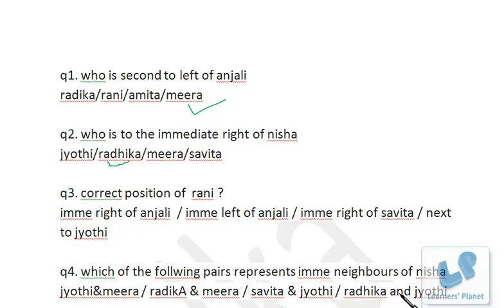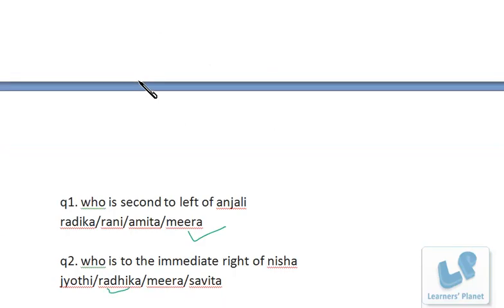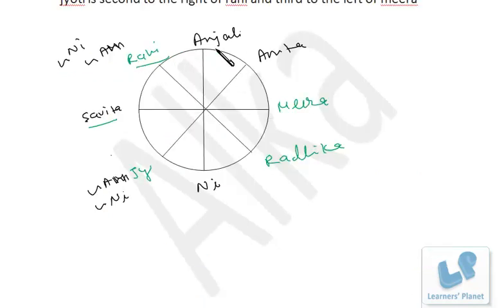Correct position of Rani. Now see the options. Immediate right of Anjali, right, left, right, left. So first of all we see the correct position of Rani. Rani is this. Besides Rani are Savita and Anjali, right? Left is Anjali and right is Savita. So Rani's position is immediate right of Anjali.